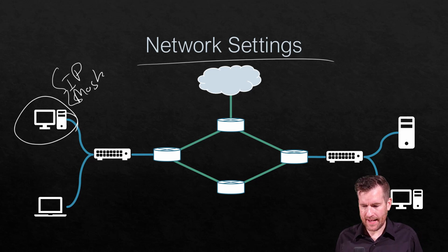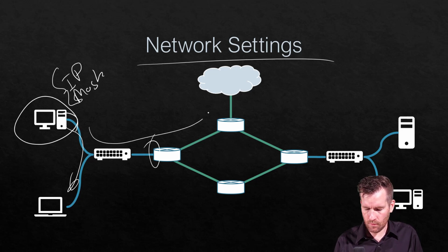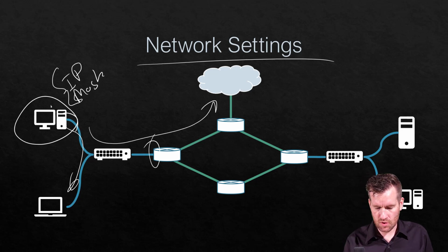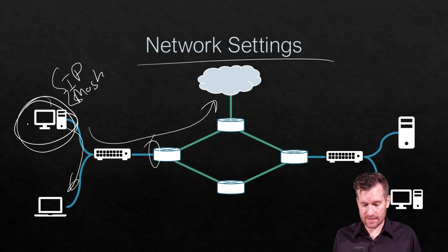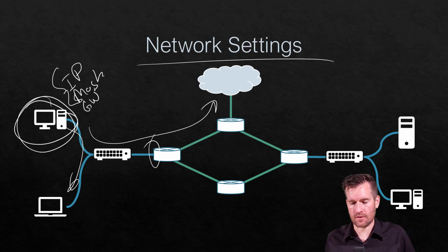So another thing that can happen would be an incorrect gateway configured. So if we can reach local resources, but we can't reach other resources, and it's just this one machine and not other machines, then perhaps we've configured the gateway wrong on this machine. So that's another thing that we would look at.